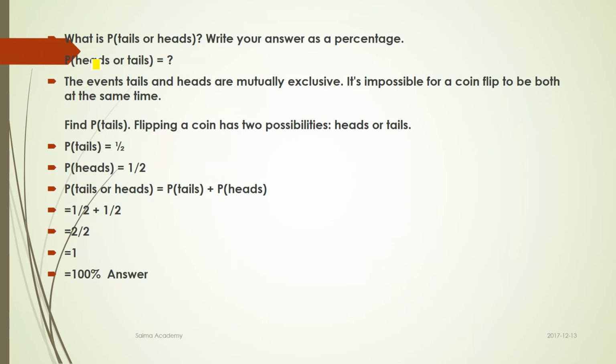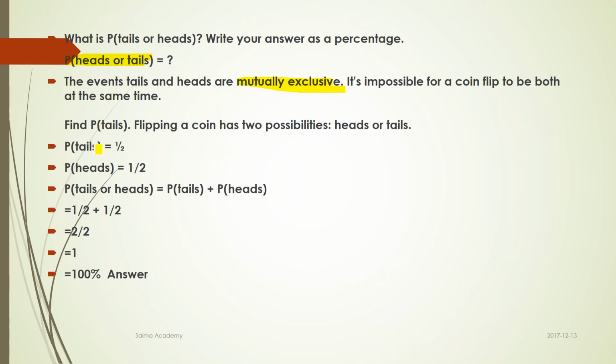Another example: what is the probability of tails or heads? And here, write your answer as a percentage. So you have to find the probability of heads or tails, and again these events are mutually exclusive, right? When we flip a coin, either the head will come or the tail will come. It is impossible for a coin flip to be both at the same time.